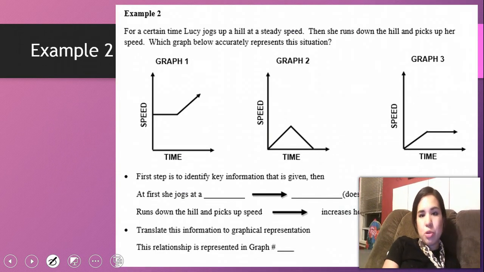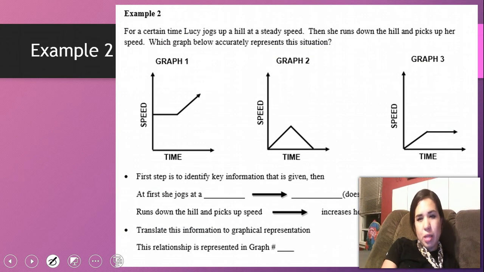Okay, so let's look at example 2. In example 2 it says, for a certain time Lucy jogs up a hill at a steady speed. Then she runs down the hill and picks up her speed. Which graph accurately represents the situation? Okay, so the first step is to identify key information that is given.